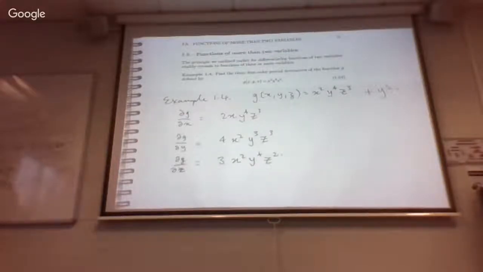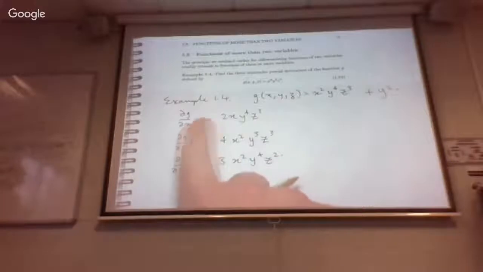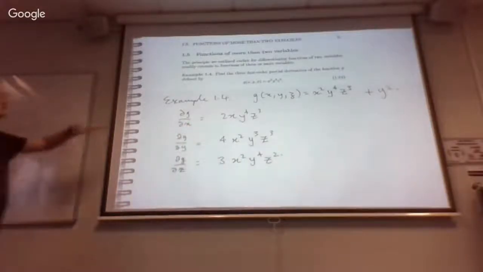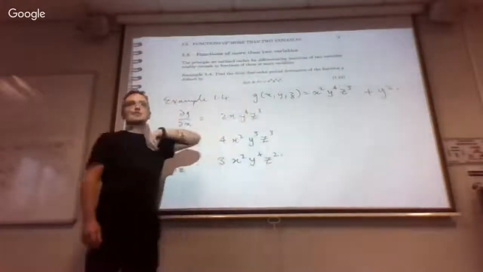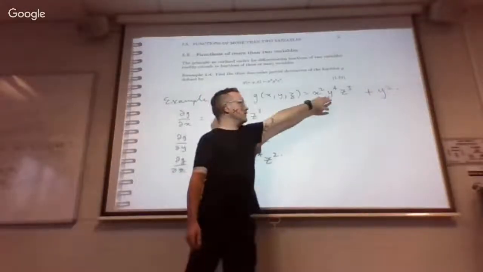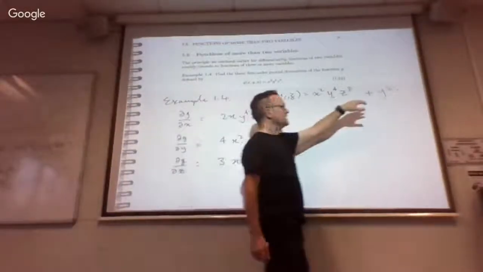Will they all change? Would one of them change? Just the y one. See, the principle for working out the x derivative is you treat the other variables as if they're constants. So the first term differentiates as it did. Then you've got the y squared.